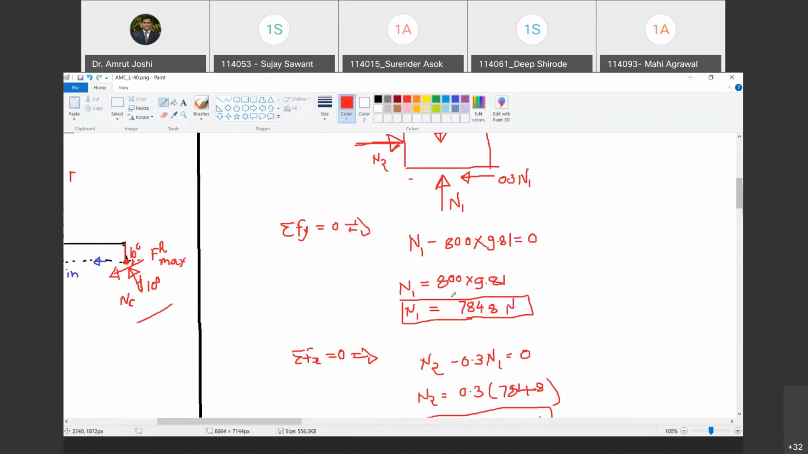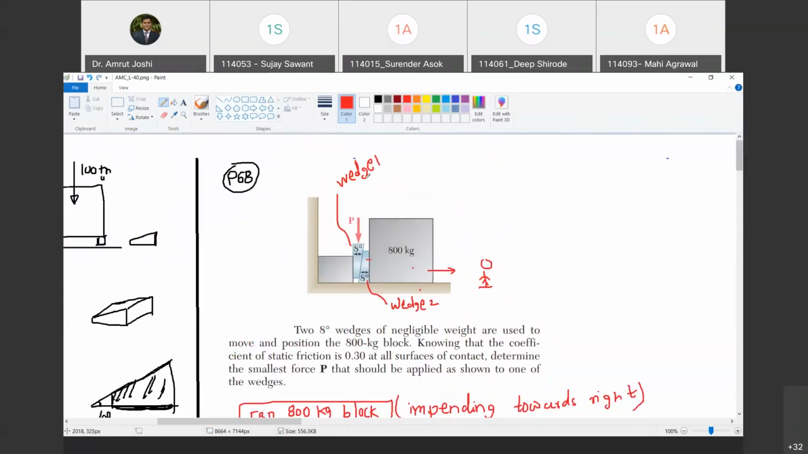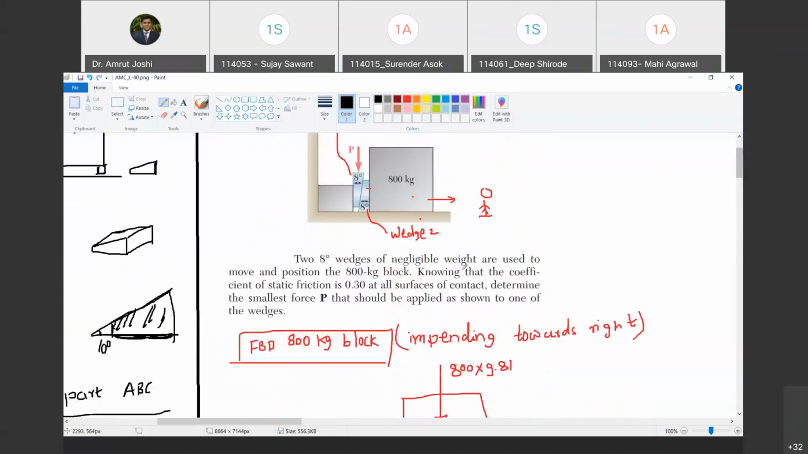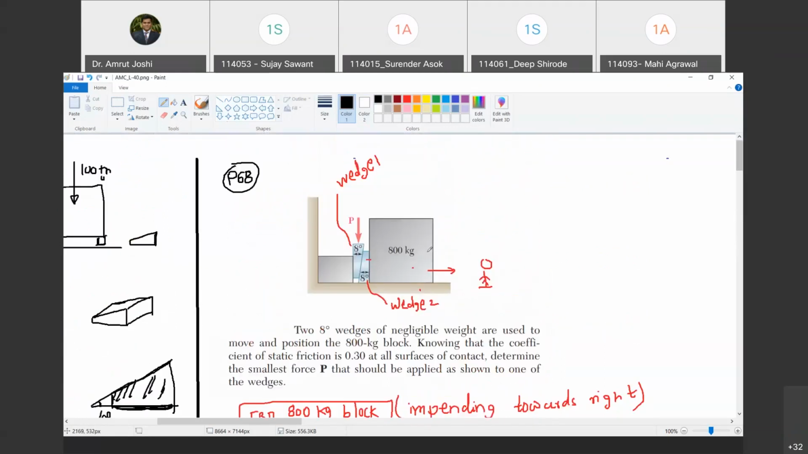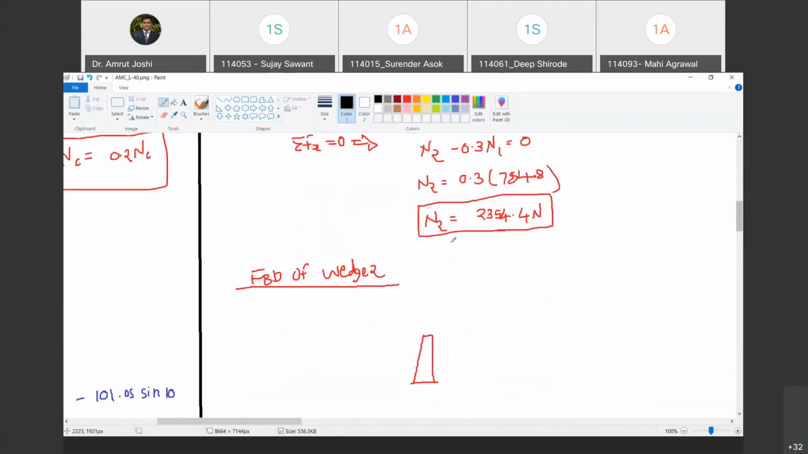Yes, sir. Should I show now the self weight of wedge? Yes, it needs to be shown, but it is said that it is negligible. That means we don't have to take care of it. Are you with me? Yes, sir. So I am not going to show the self weight of wedge. What else is going to prevail? Tell me. So reaction. Yes, this N2 but equal and opposite. Do you agree with me? Yes, sir. And that is equal to 2354.4. Do you agree with me? Yes, sir.